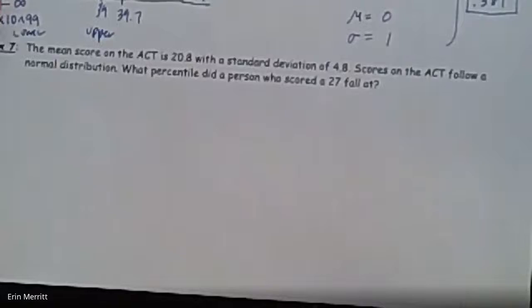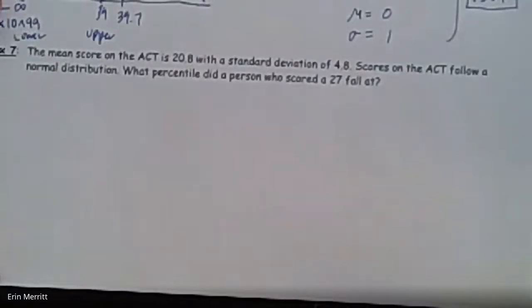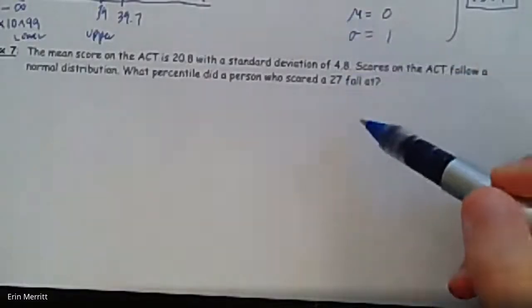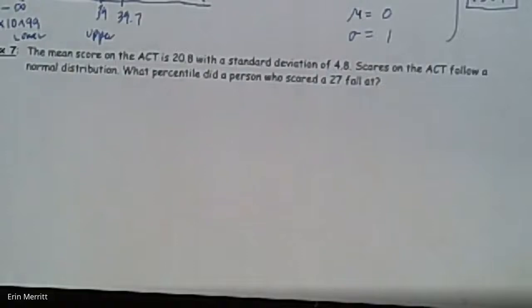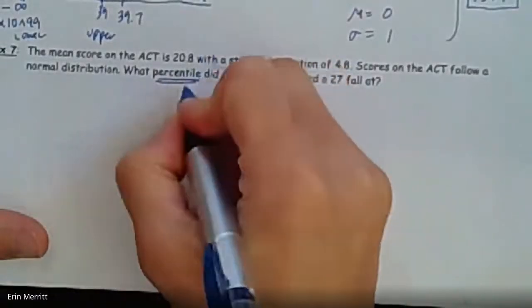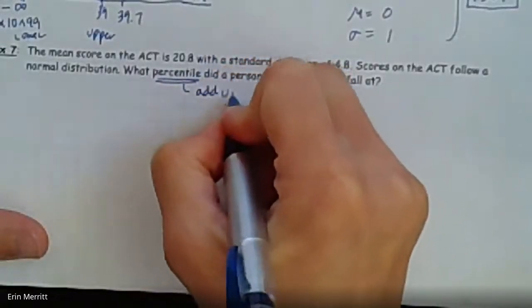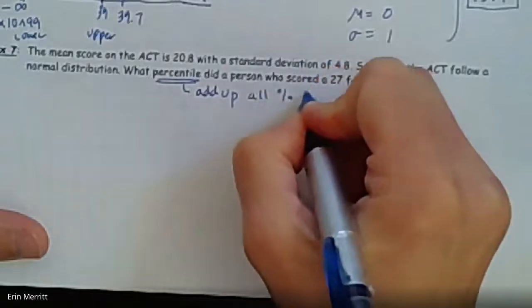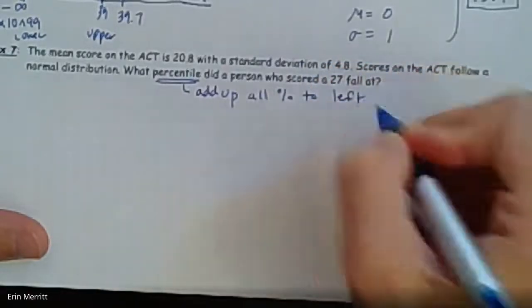All right, now the very last one. It says the mean score on the ACT is 20.8, standard deviation of 4.8. Scores on the ACT follow a normal distribution. What percentile did a person who scored a 27 fall at? Same thing. All you would have to do is calculate the z-score. Why I do want to look at this one, though, is it doesn't say what's the probability. It says what's the percentile. So if you remember from the part earlier in the notes, percentile means you add up all the percentages to the left of that score.